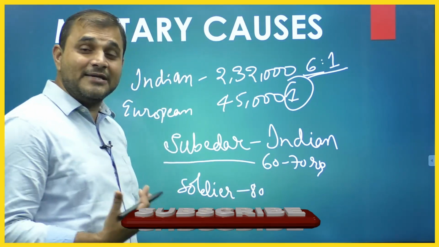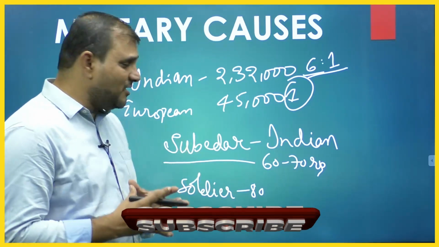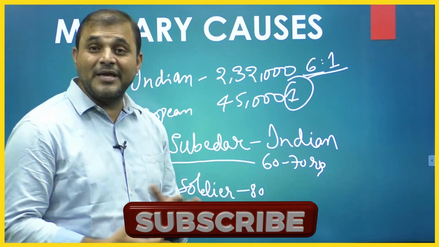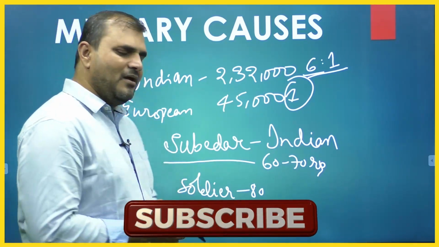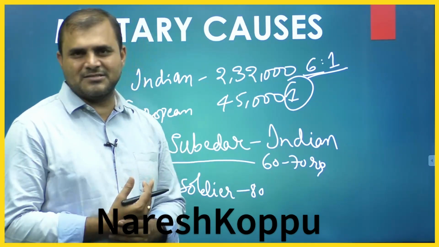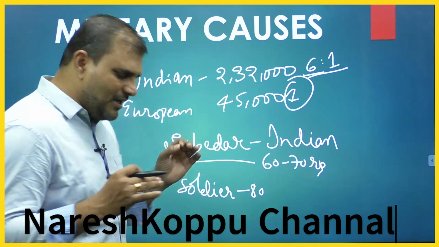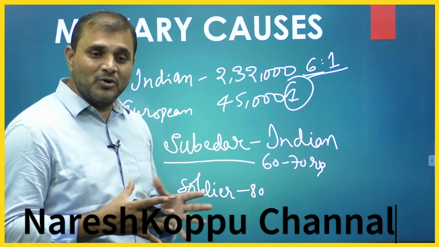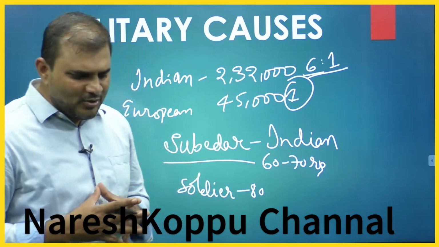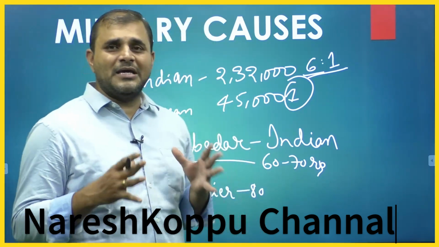Subedar is the highest position, yet a British soldier's salary is 80 rupees while an Indian Subedar gets 60 to 70 rupees, regardless of ability. They never gave respect and never supported Indians. They always harassed Indians in ranks, promotions, etcetera. And one more thing: Christian missionaries went to the cantonment areas.